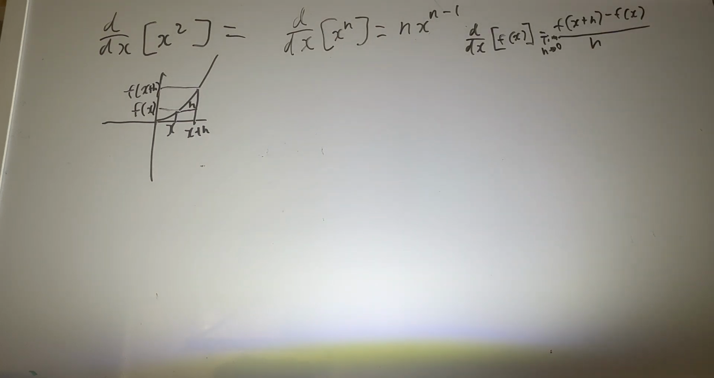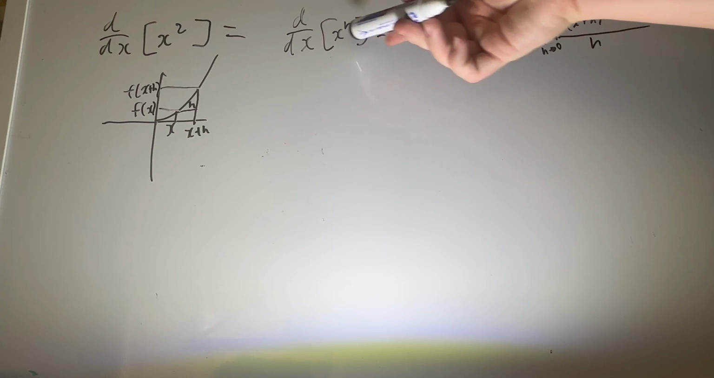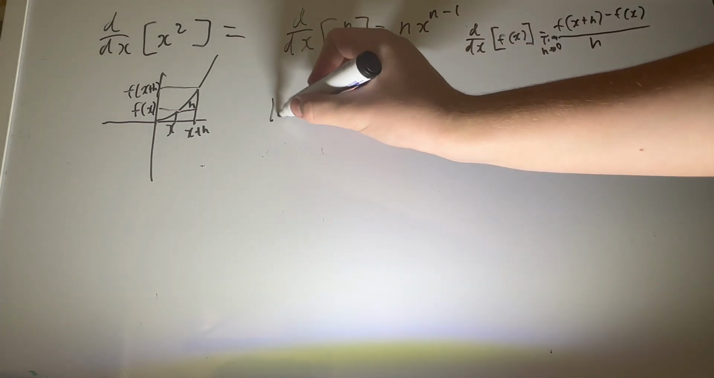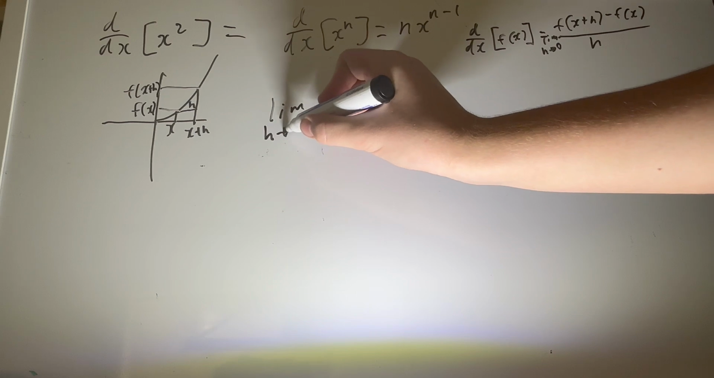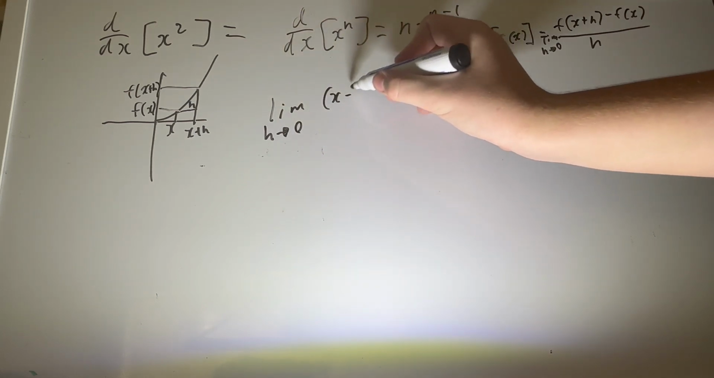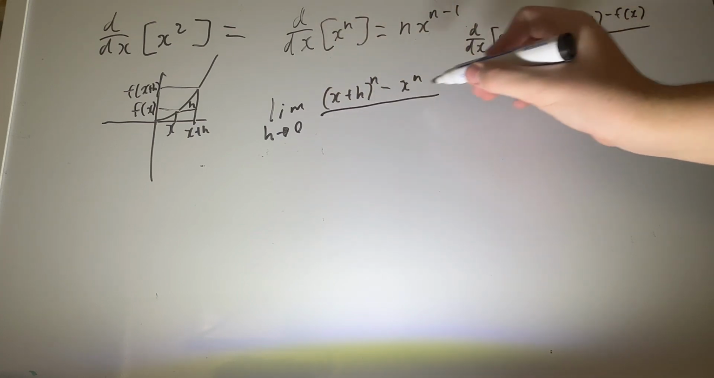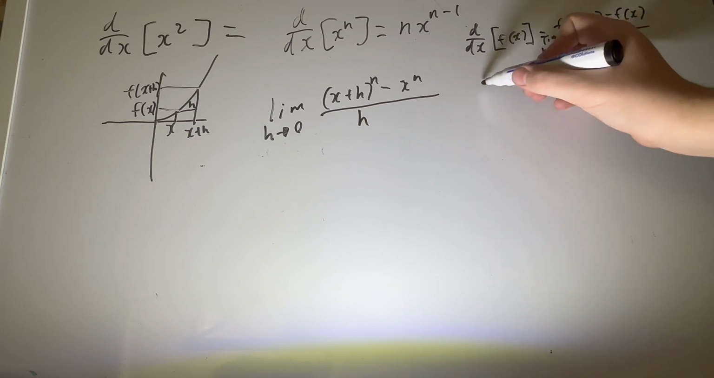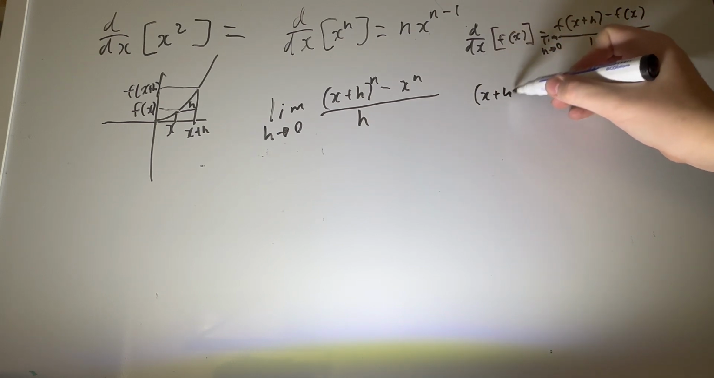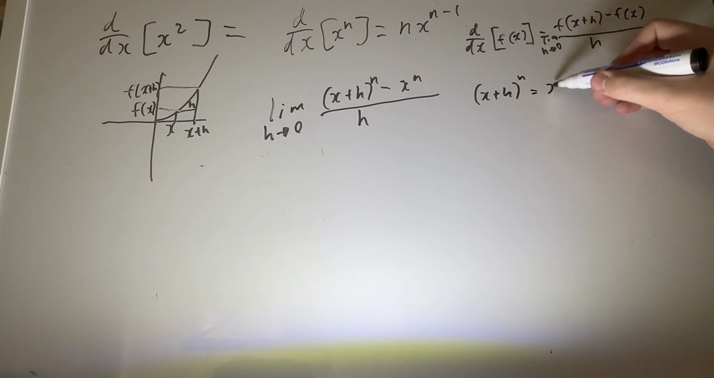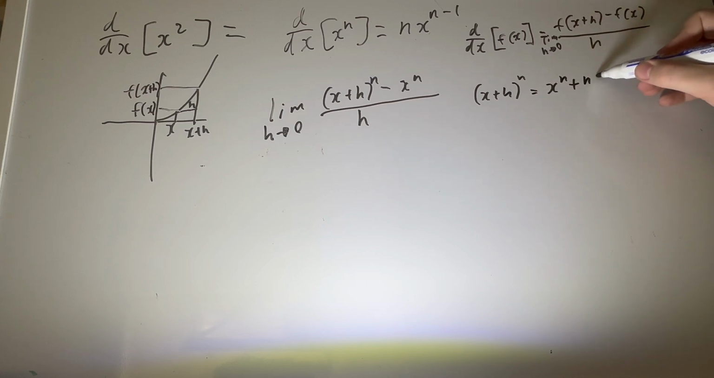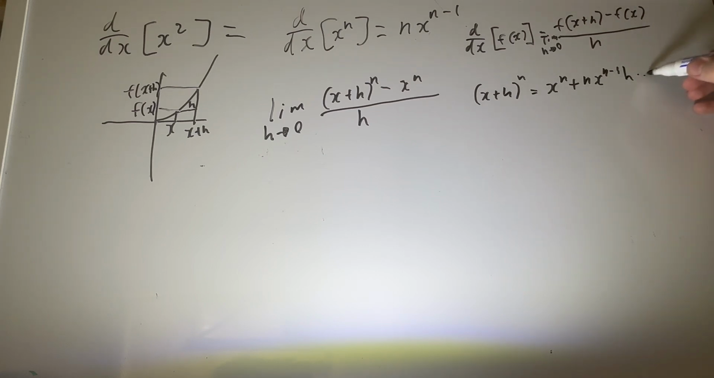Okay, so now if I plug in this fact for x to the power of n, we get the limit as h approaches 0 of x plus h to the power of n minus x to the power of n, all over h. So when we expand x plus h to the power of n, this will give us x to the power of n plus n times x to the power of n minus 1 times h. And this will keep going until h to the power of n.